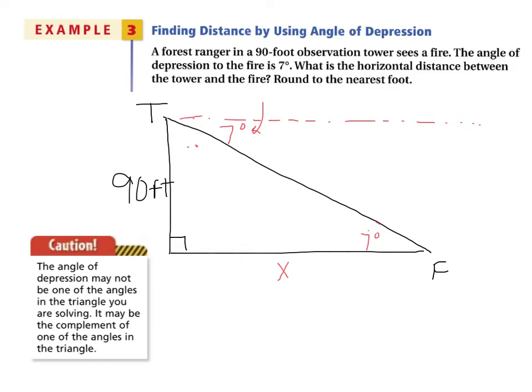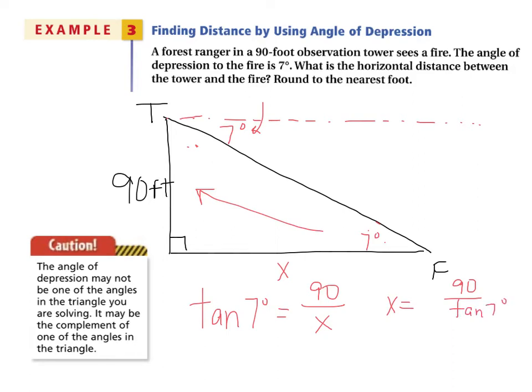So now what do I have? I want to find x. I have 7 degrees. I have the side across from it and the adjacent side. So I'm going to use tangent of 7 degrees equals opposite over adjacent. If I multiply by x and divide by tangent of 7 degrees, I would get x equals 90 divided by tangent of 7 degrees, which would give me a distance of approximately 733 feet rounded to the nearest foot.